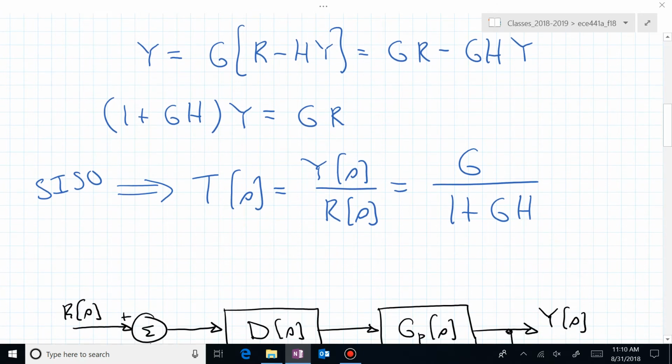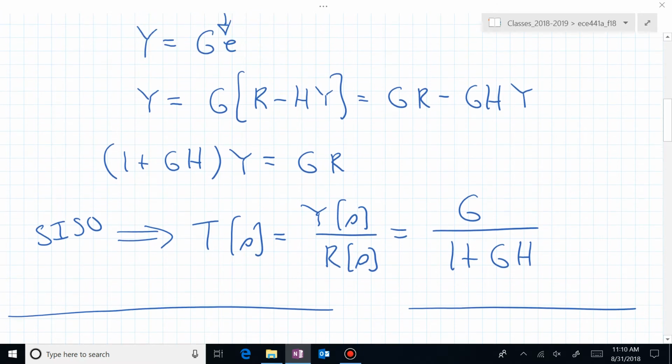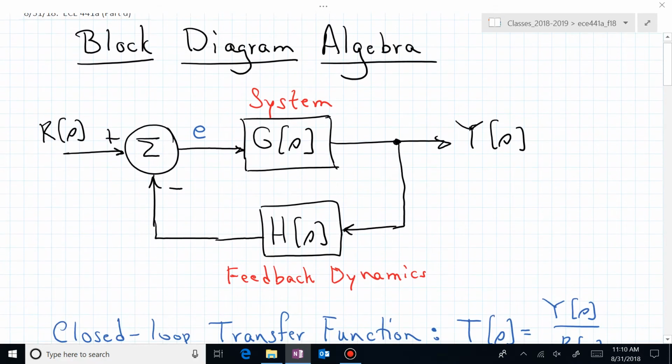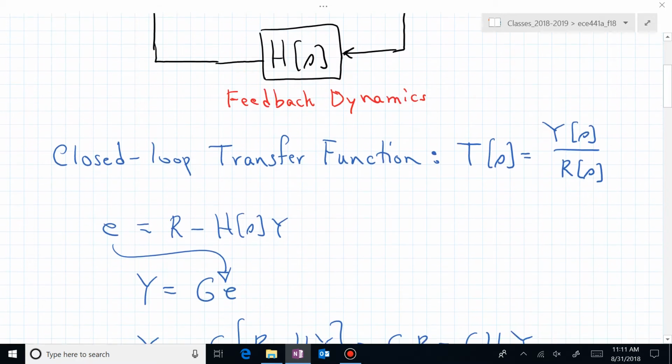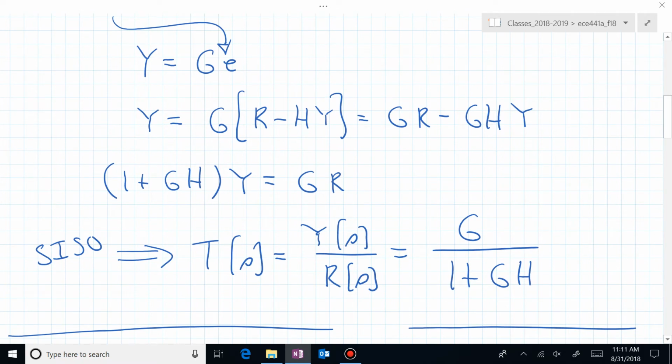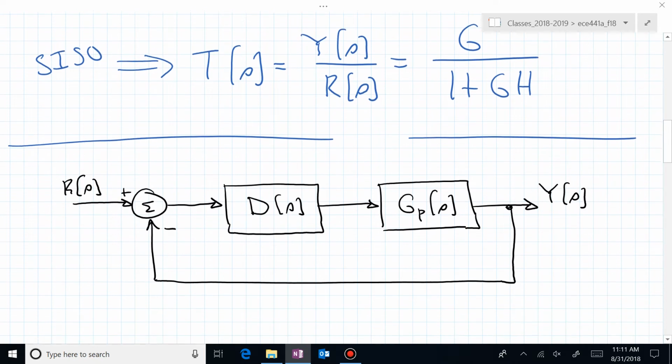So this is now our transfer function associated with our classical block diagram of G and H connected in this negative output feedback configuration. If H of S was 1, then it would be a negative unity output feedback. In this configuration, our closed loop transfer function is G over 1 plus GH. Let's look at a couple more.